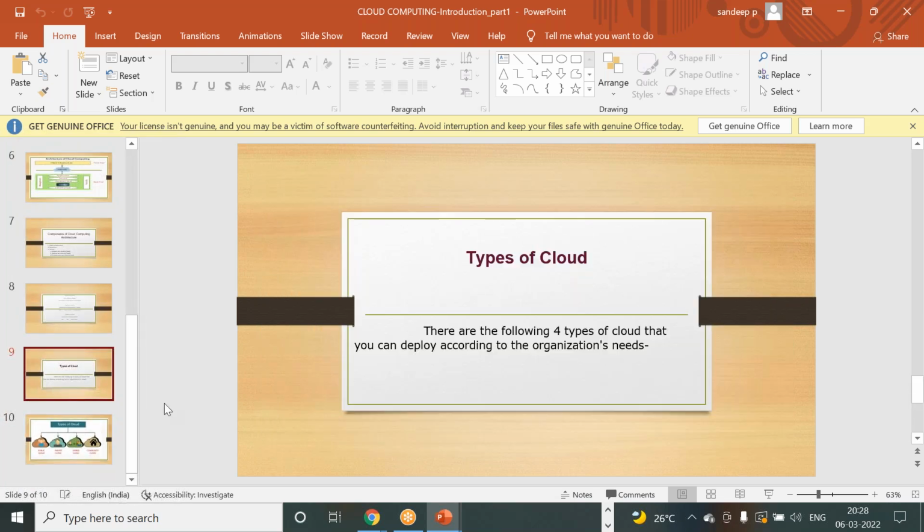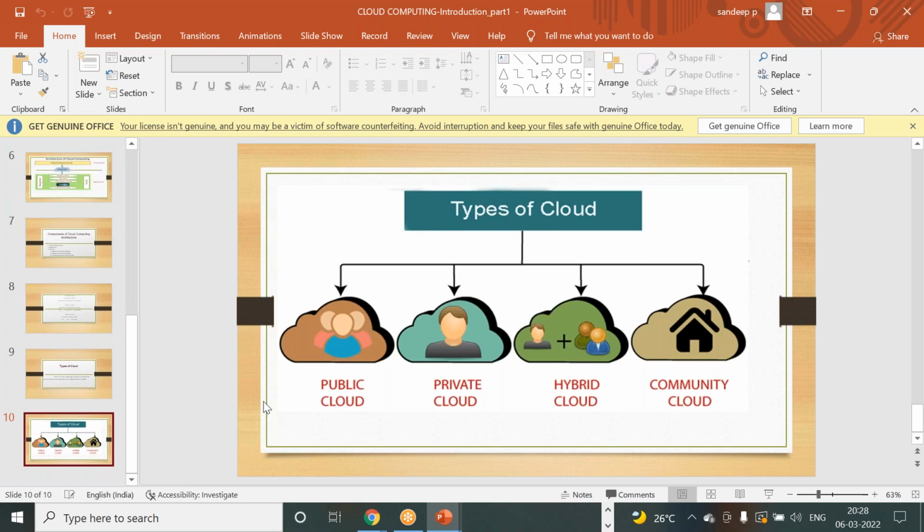Yeah, these are the four types. Normally there are four types, but you can call it three types. The first one, public cloud, private cloud, and hybrid cloud, community. Public cloud in the sense AWS, Azure, and the services are offered to the internet. That is called public cloud. If some service is exposed to the internet, that is considered public.